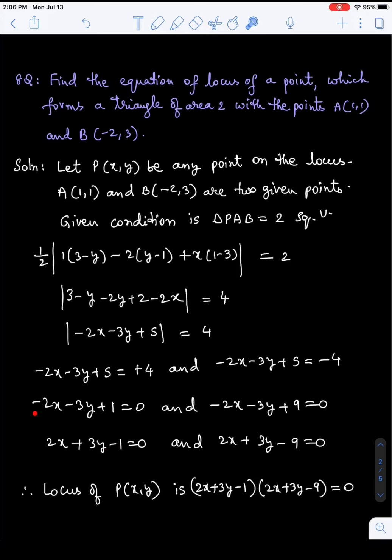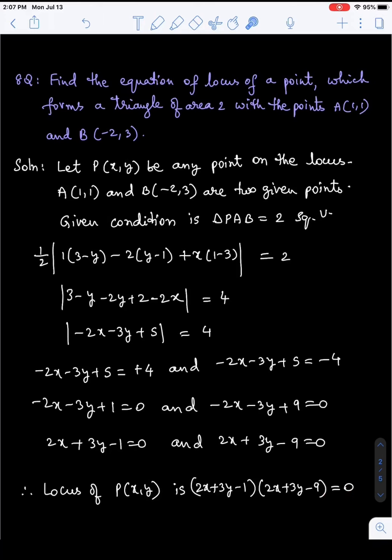What did I do now? I have taken minus common 2 times. That is, after taking minus as common, we get 2x plus 3y minus 1 is equal to, there is no minus, 0, simply 0. Here also it will become plus, it is minus, simply 0. So the locus of Pxy is 2x plus 3y minus 1 into 2x plus 3y minus 9 is equal to 0.